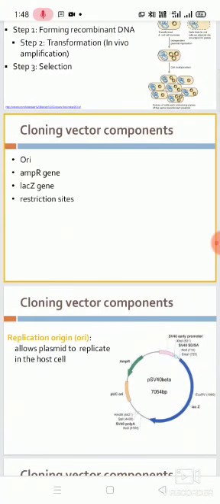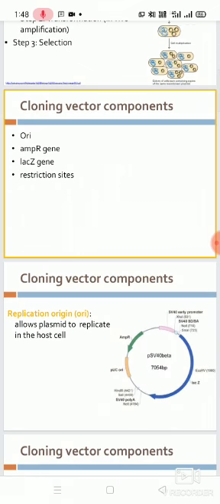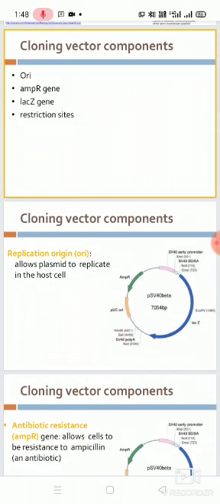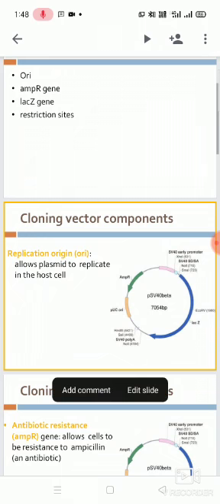As I already said, a plasmid vector is required, so it is also a type of cloning vector. And the cloning vector has different components which play different main roles in the process of gene cloning. These components are the replication origin, ampicillin resistance gene, lacZ gene, and the restriction sites. One by one, I'll be discussing each component.